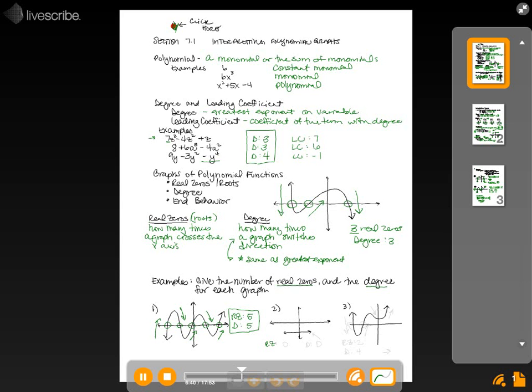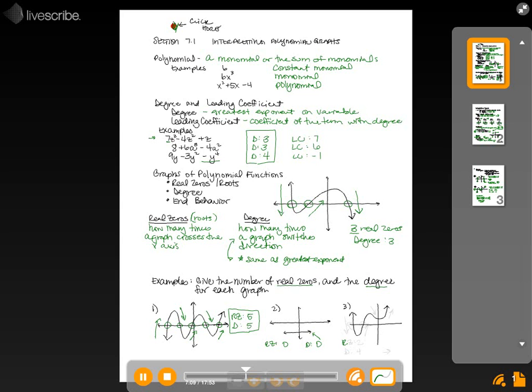Second one, real zeros, degree. Real zeros, again, is how many times it crosses the x-axis. This is actually the line we're looking at. It doesn't cross the x-axis, and it's parallel to it. It's never going to cross, so our real zeros are 0. There are none. The degree, well, it doesn't change direction at all, so the degree is 0. Okay, both of those would be 0 in this case if it's a horizontal line.